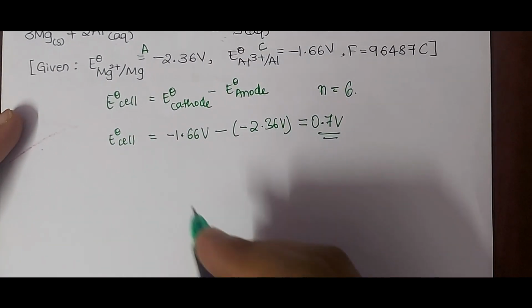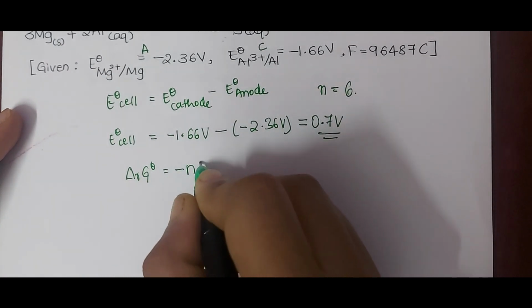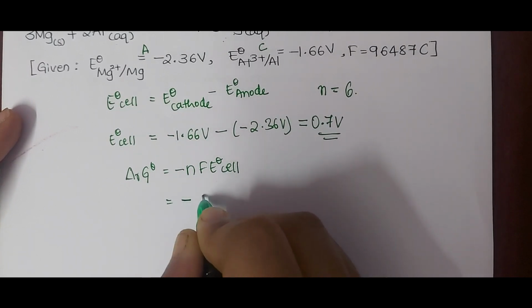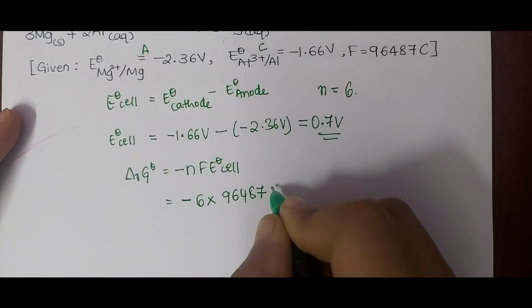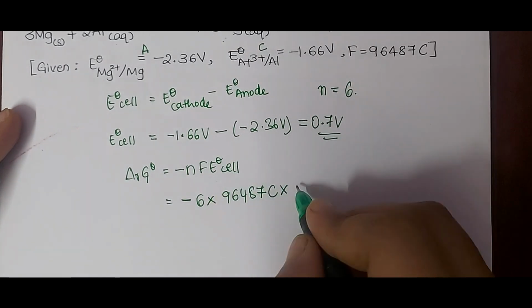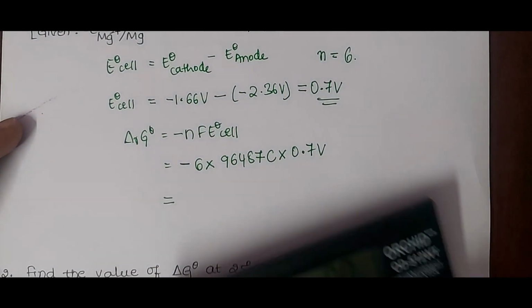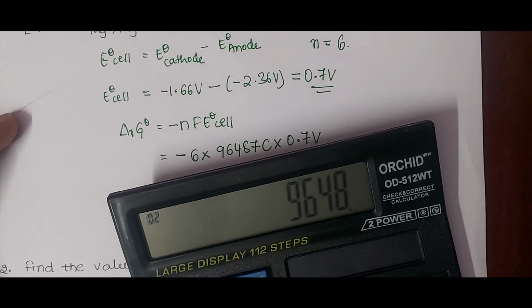So your n value is equal to 6. Now what is the equation here? Delta rG naught is equal to minus nF E naught cell. So we have n value minus 6 into 96487 coulomb into E naught cell value 0.7 volt. When you multiply it, what is the answer we get here? 6 into 96487 into 0.7.